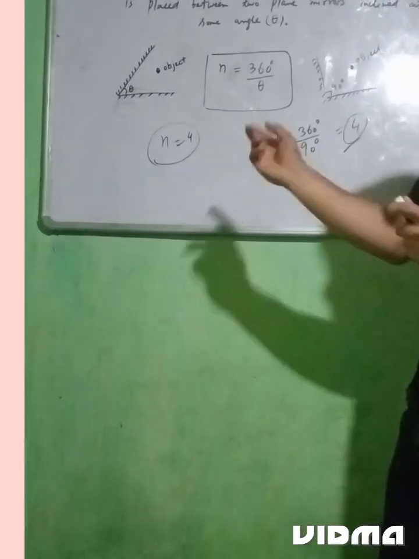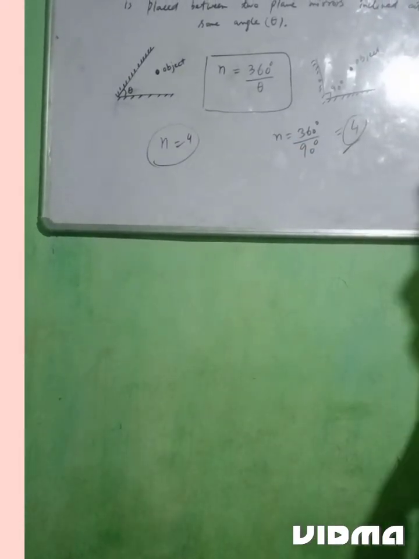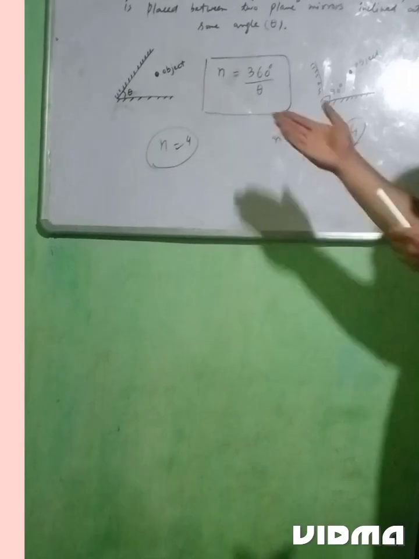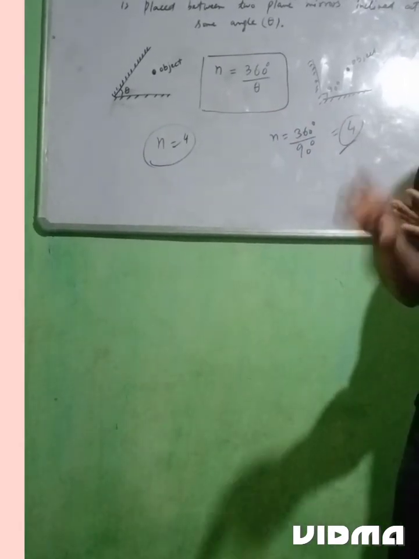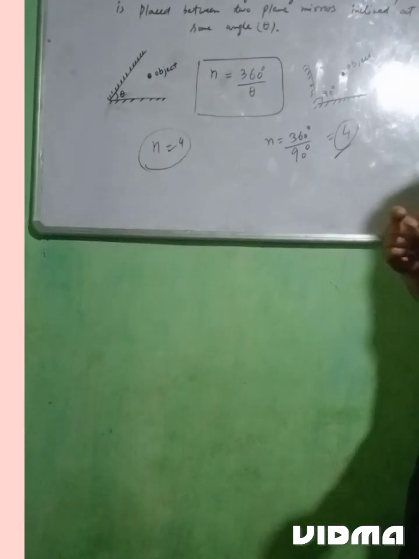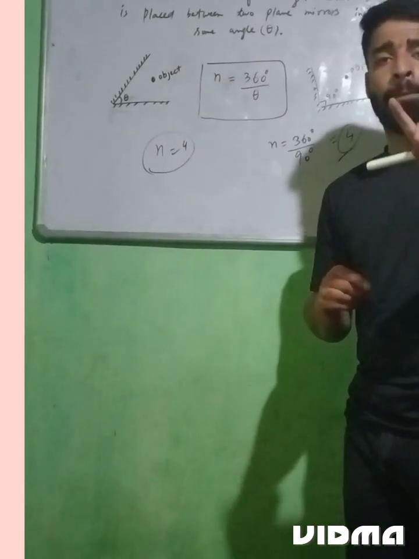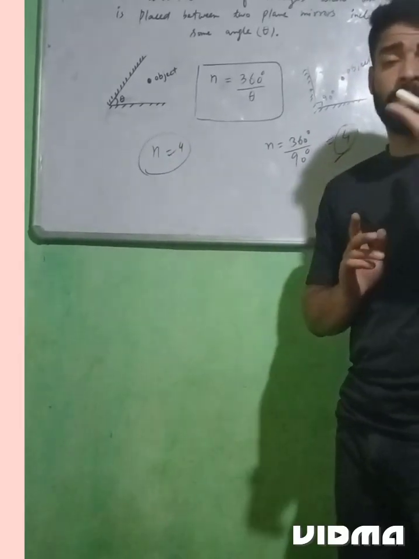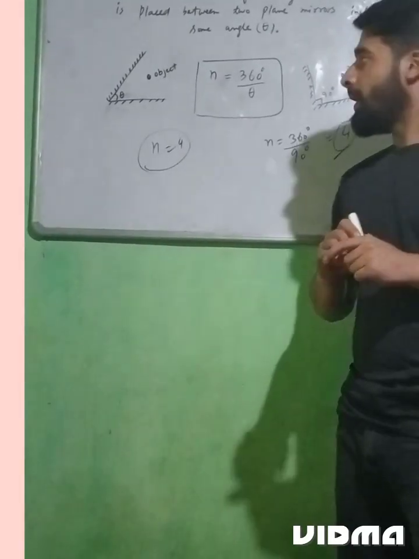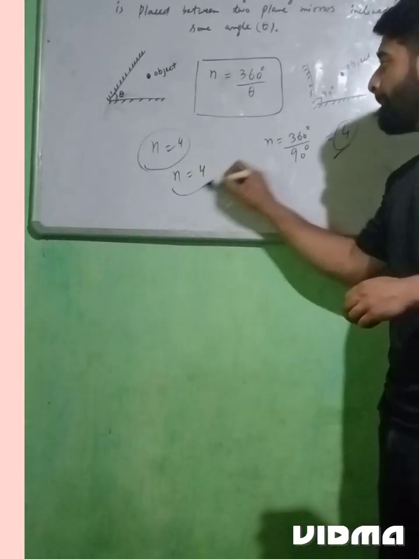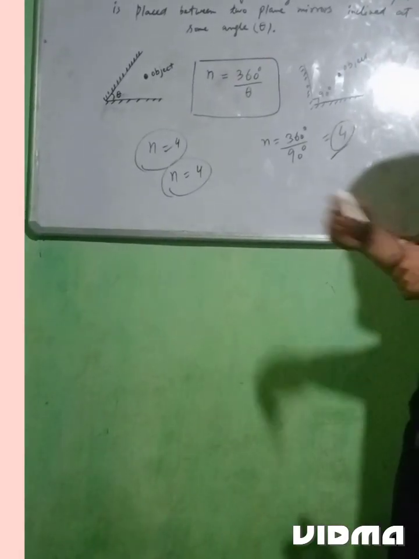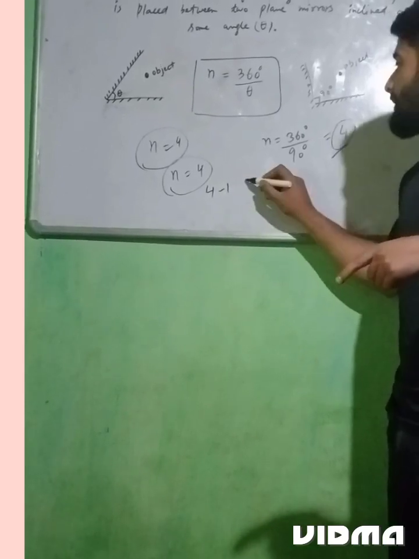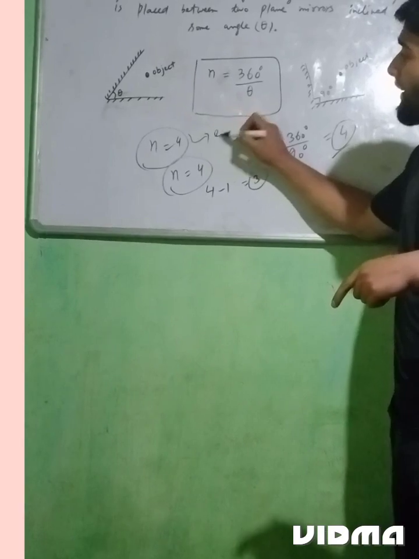As already mentioned that N is number of images, but you have to keep in mind one thing. If you are getting the answer in even number, means that 2, 4, 6, 8, 10, then you have to subtract 1 from the answer. That means N here came equal to 4. You have to subtract 1 from this 4. That is 4 minus 1 is equal to 3. That is the case for even.